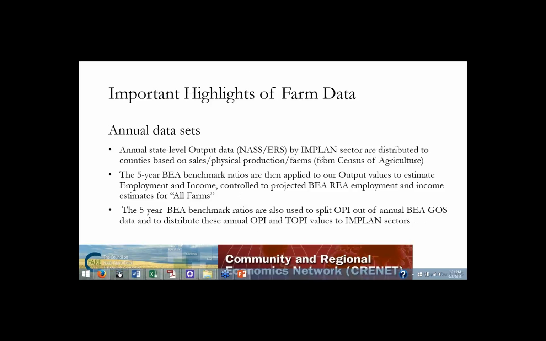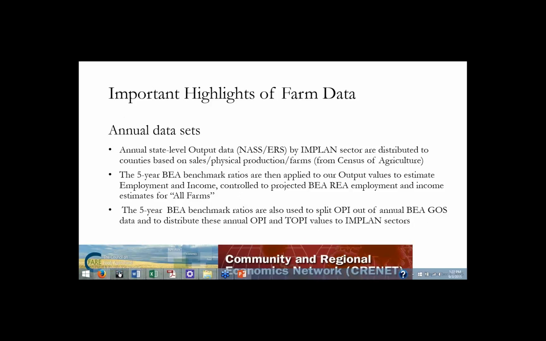And so we have CEW data from the BLS, but this is, of course, just wage and salary workers. It doesn't include proprietors, of which there are a lot in agriculture. And we've also found that the CEW data only cover about 90% of wage and salary workers anyway. So we can't rely on that data, but we use it to split BEA REA employment numbers and income numbers, but the BEA regional data, the REA data, only provide one farm sector. So they don't have it broken out by the various farming sectors. So it's all very challenging.